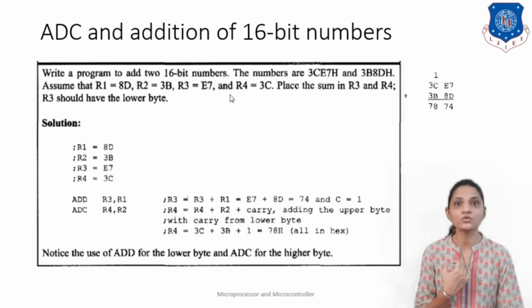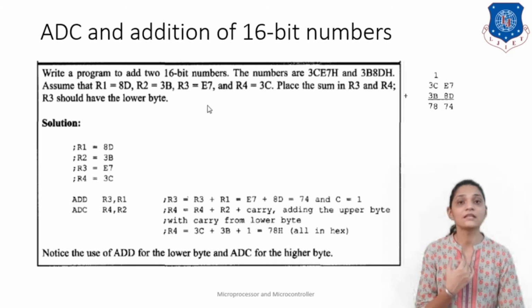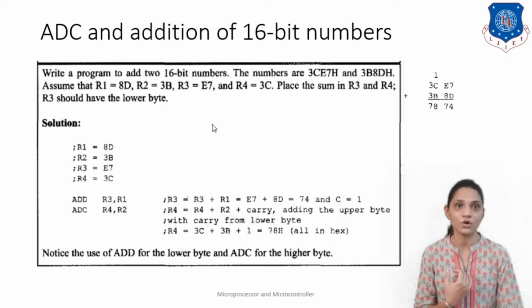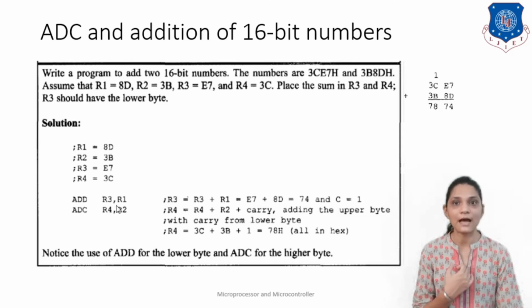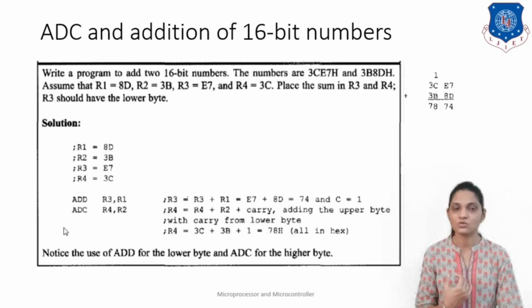So first we have to do the addition of the registers R1 and R3, then we have to see whether carry is generated or not. If carry is generated, then you have to do ADC, add with carry, and do the addition of R4 and R2. So first we will do the ADD R3, R1, and then we will directly do add with carry. So if carry is generated, then 1 is added. If carry is not generated, then 0 is added.